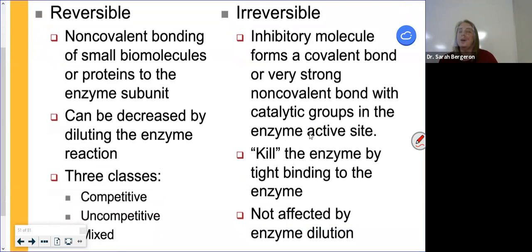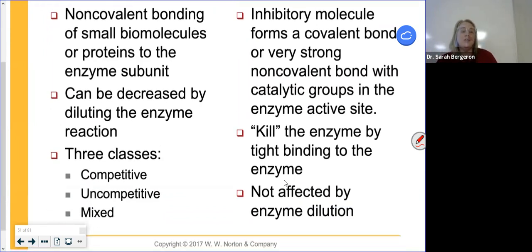So sometimes they call them suicide inhibitors because they bind and they don't let go. And they go down with the enzyme, right? So look at the difference here. What happens if you have a covalent binding, right? It's a suicide inhibitor. It goes down with the ship. It goes down with the enzyme.